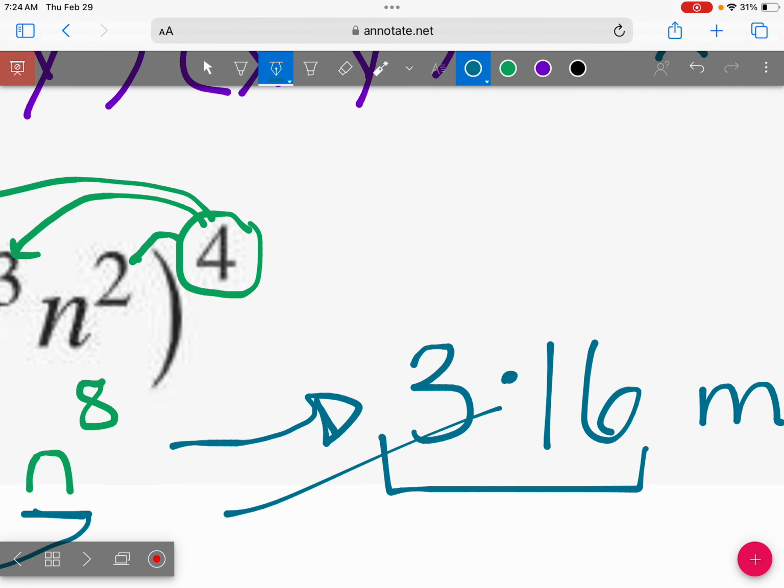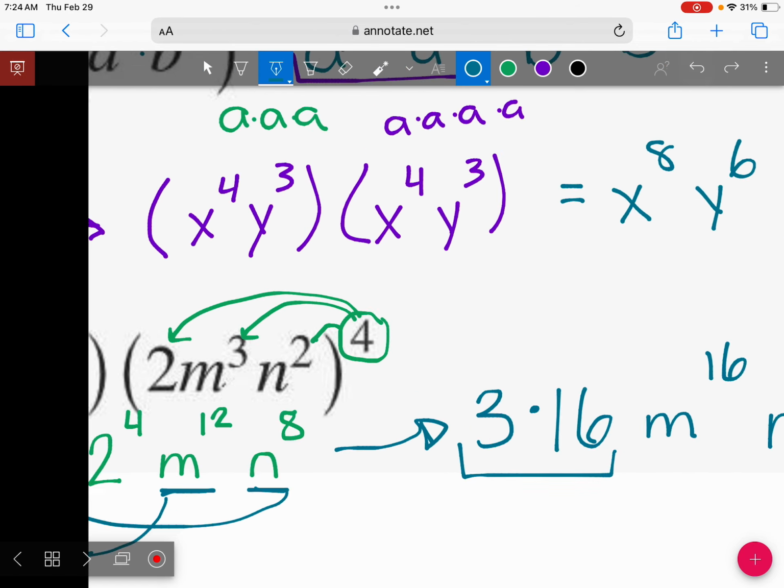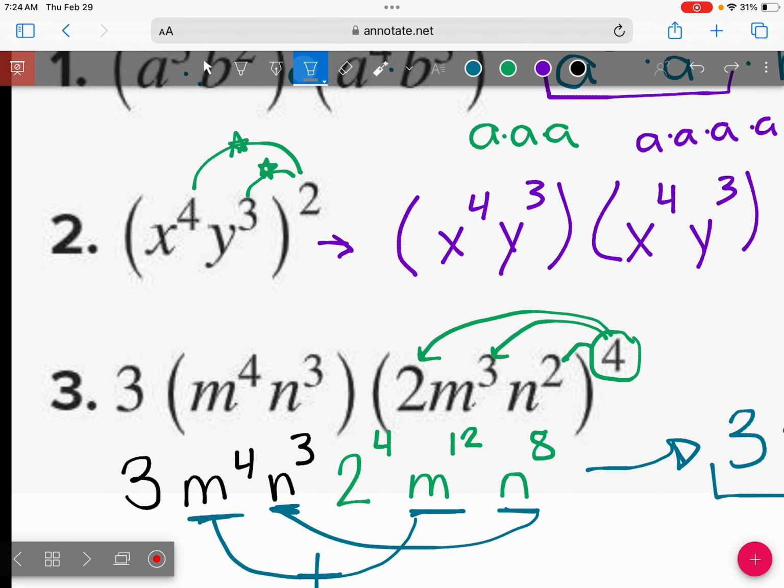Sorry, trying to zoom in. It's not letting me change it. It was this 4 and this 12.